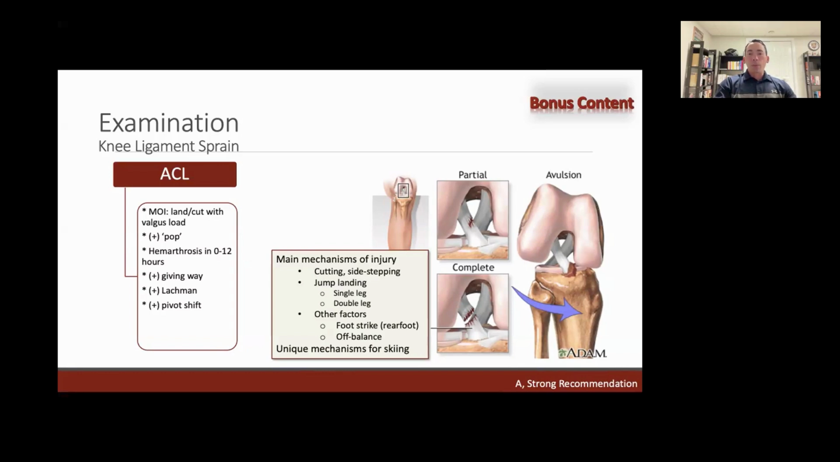However, all knee injuries may be partial tears, complete tears, or avulsions. And in pediatric patients, ACL injuries may present as a tibial spine fracture, as at that age the ligaments are a little bit stronger than the bone.